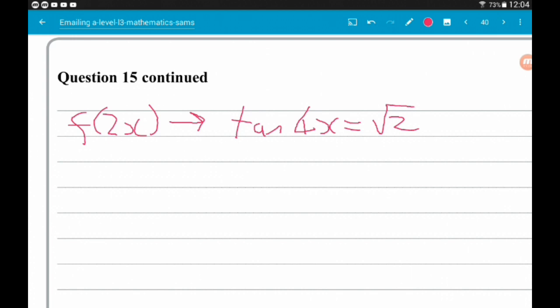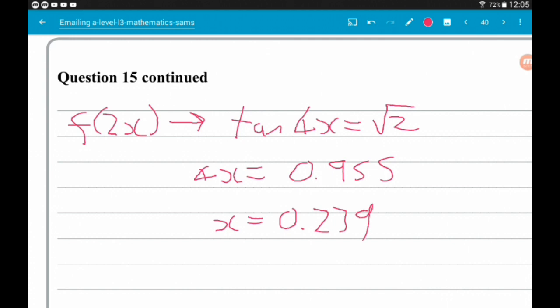So, from that, we get 4x is the inverse tan of root 2, and we're in radians, remember? So, the inverse tan of root 2 is 0.955. Now, if we divide by 4, x is equal to 0.239. Now, what that's giving us, it's giving us the first solution to that equation. So that would be the x-coordinate of the maximum. But we want the x-coordinate of the minimum. So it's going to be the next solution.